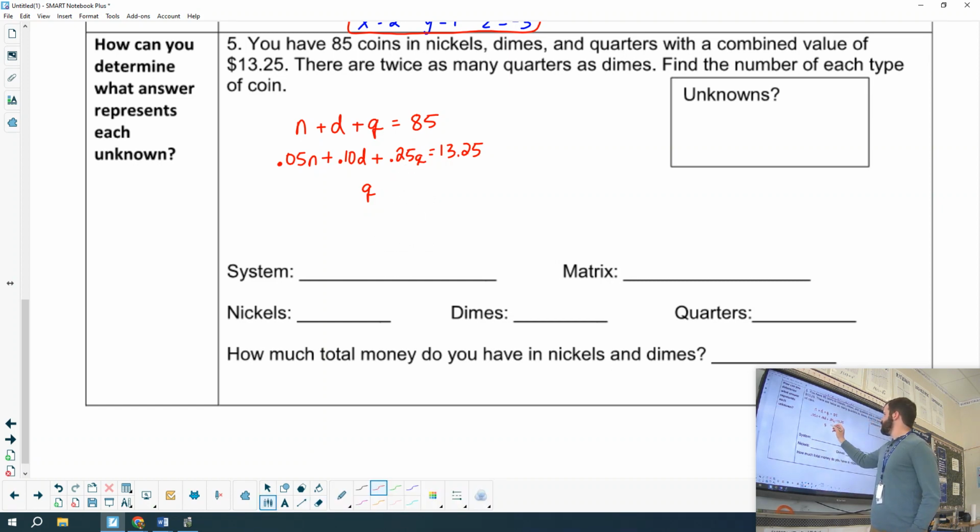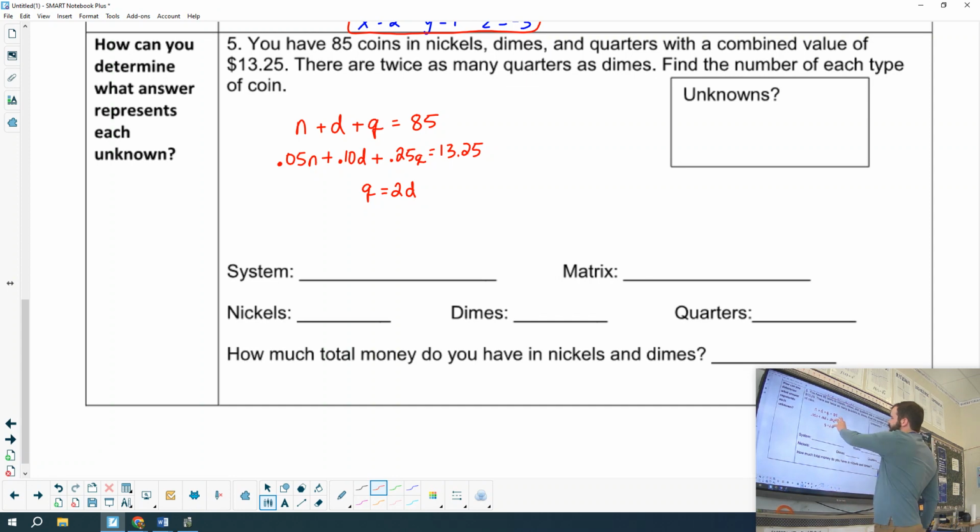Okay, so now I have my 3 equations, and we need to make a matrix out of those 3 equations, but we have a problem. Do you see how this third equation is written out of order, right? So this is my system of equations, but this third one is written out of order. So we want to change that to be written in order.